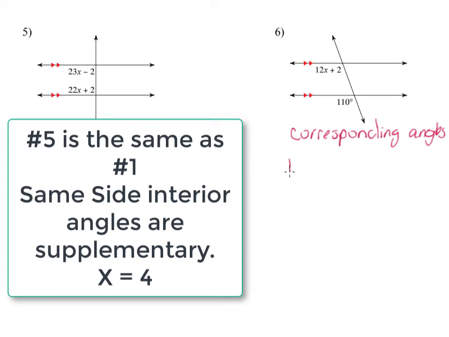So number 6, they are corresponding angles, so that means they equal each other. So I'm going to set them equal to each other and solve for x, and end up that x is equal to 9.